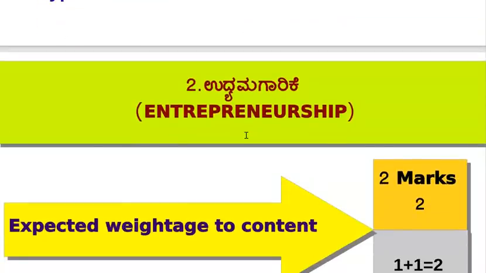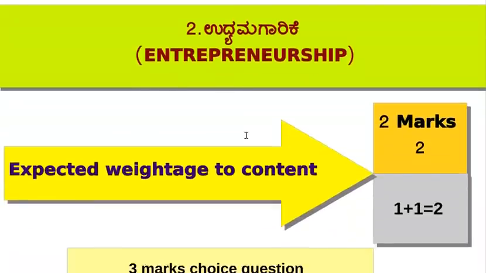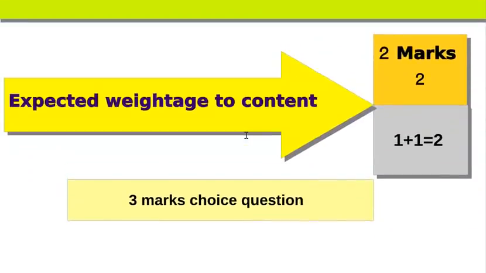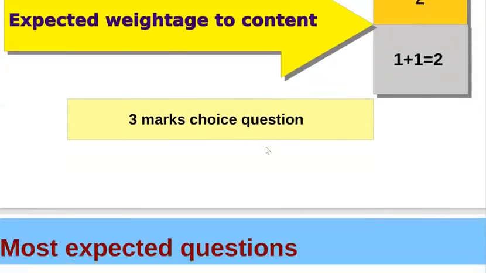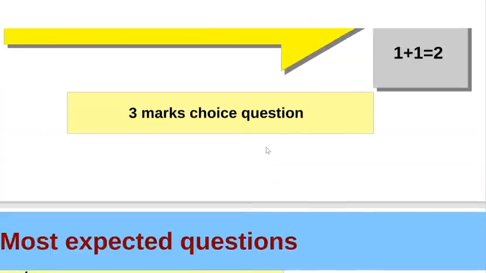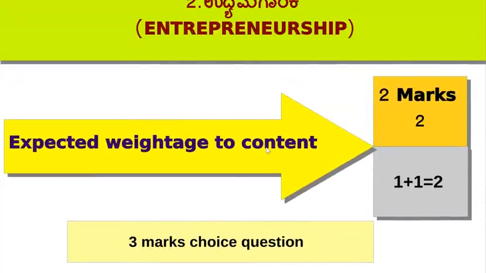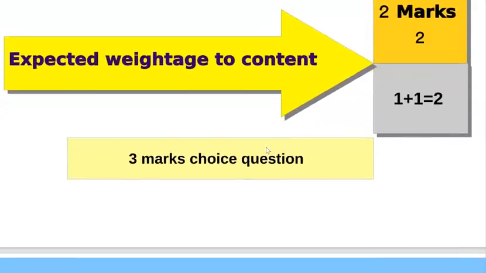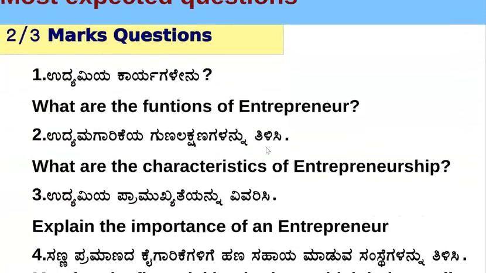Next chapter, entrepreneurship, Udyamagarike. Expected weightage for this chapter, 2 marks. The questions can be 1 question of 2 marks directly, if not 2 questions of 1 mark. There is no 3 mark choice question here. So you may expect only a 2 mark question from this chapter. In some cases you can expect even 3 marks, but chances are very less, but still you can go through it.